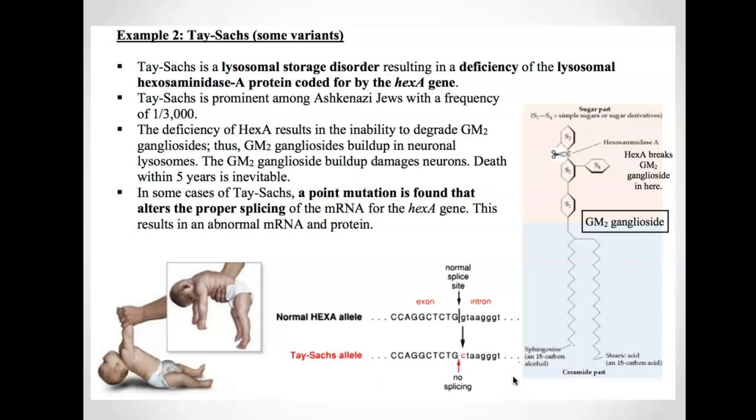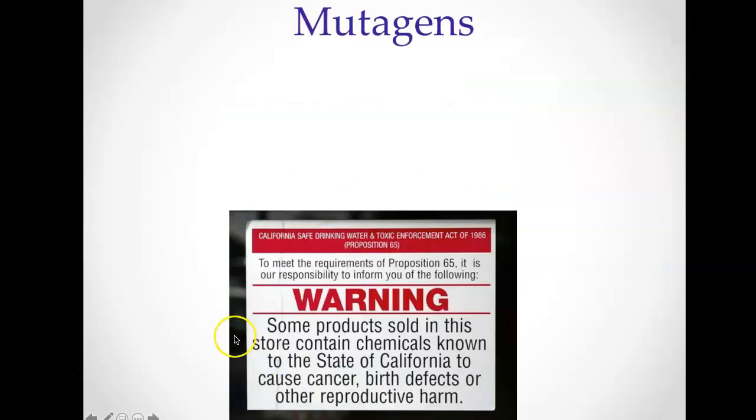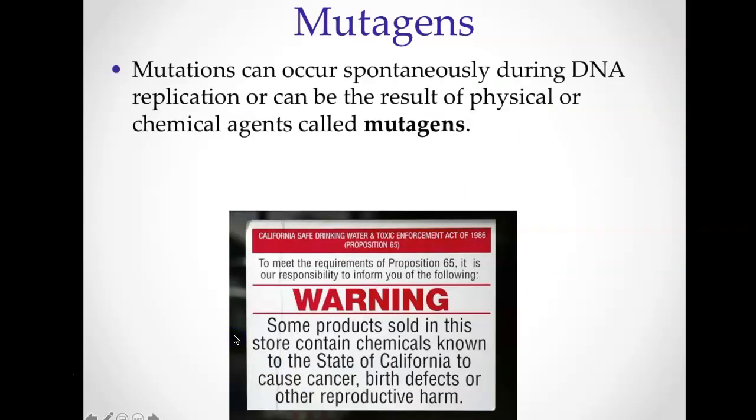And so they get built up in the brain. And what happens is that obviously there are neurological issues. One of the first signs is a floppy baby, basically. The baby just has no muscle tone because of the lipids that have built up in the brain. So it's called Tay-Sachs.